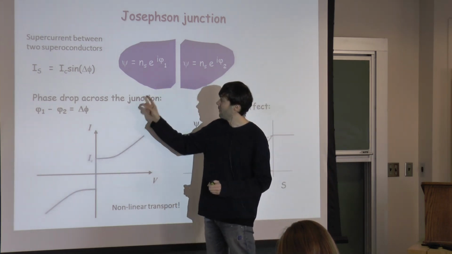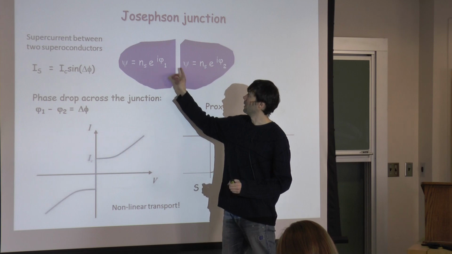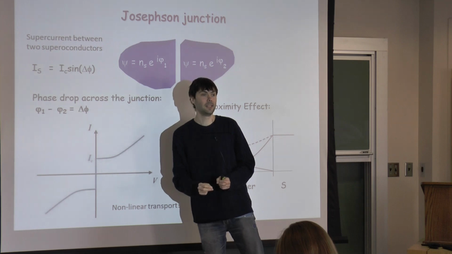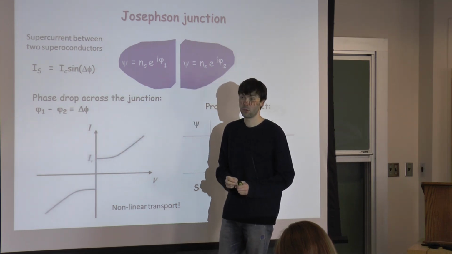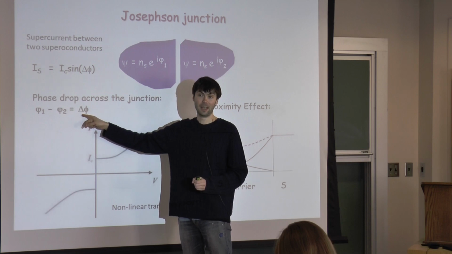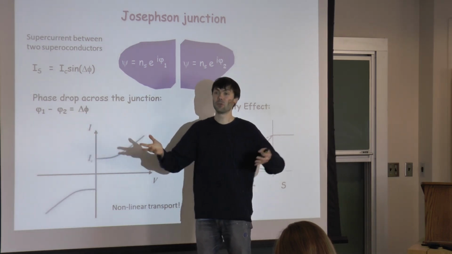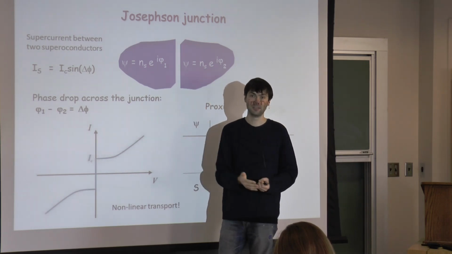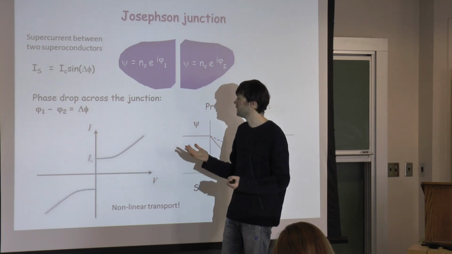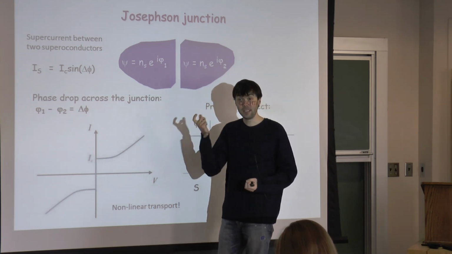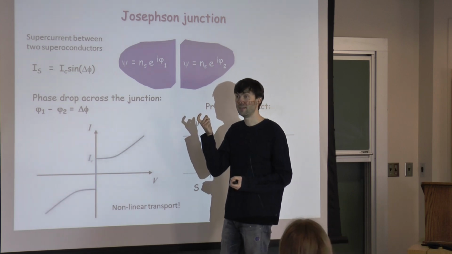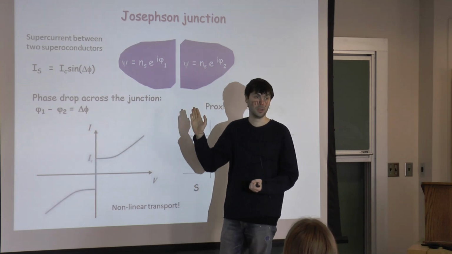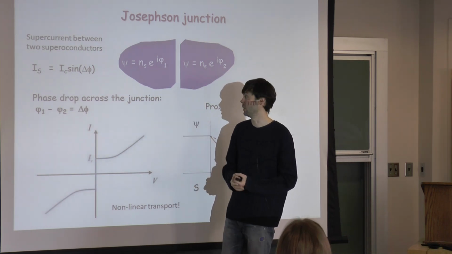So the phase drop across the tunnel barrier, phi one minus phi two, delta phi. For a large fraction of the talk, I will just forget to write this delta. I will just write phi, just phase, because, of course, phase is additive. I can just subtract a constant from somewhere in the phase. But it's the phase difference. I want you to keep in mind that whenever I'm talking about phase, it will always be the phase difference between the two pieces of superconductor that matters. It affects the physical properties.